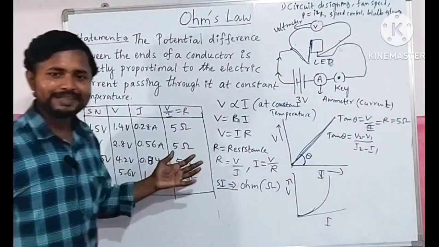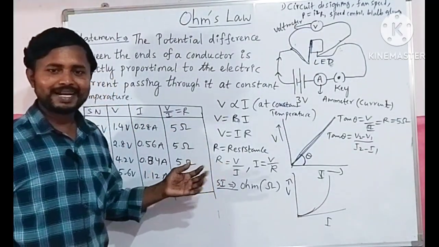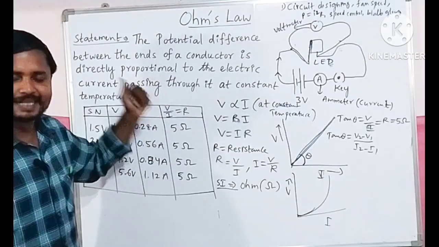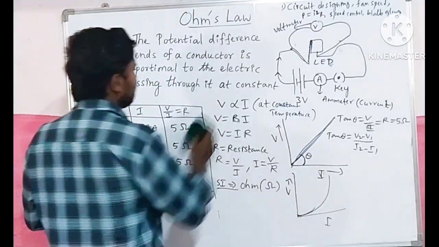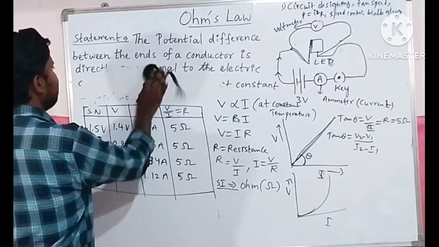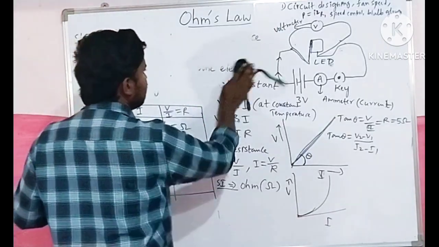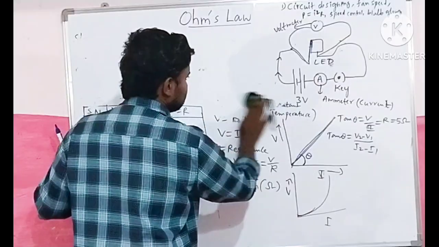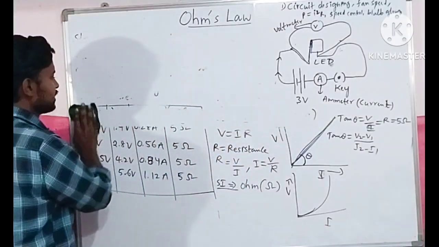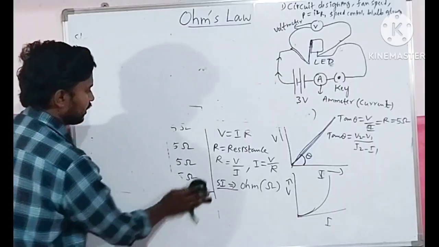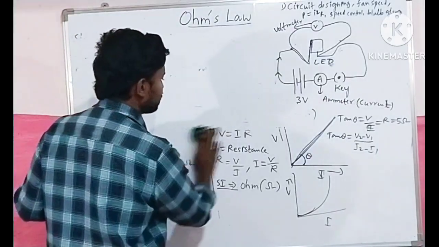Now once again, pause this video. Note the table and note the statement. Here I will explain the limitations of Ohm's law: why Ohm's law is applicable to some conductors, and why Ohm's law is not applicable to all materials. So what are the limitations of Ohm's law?